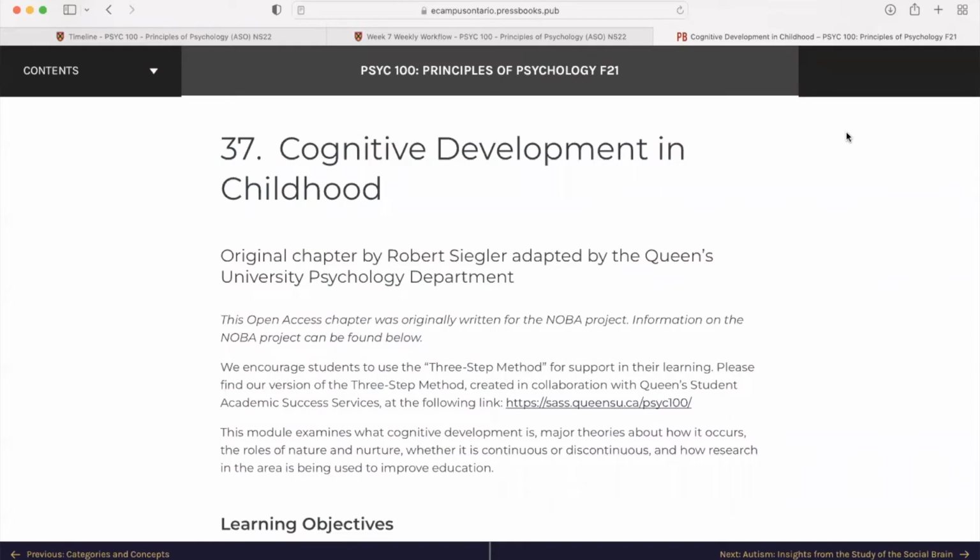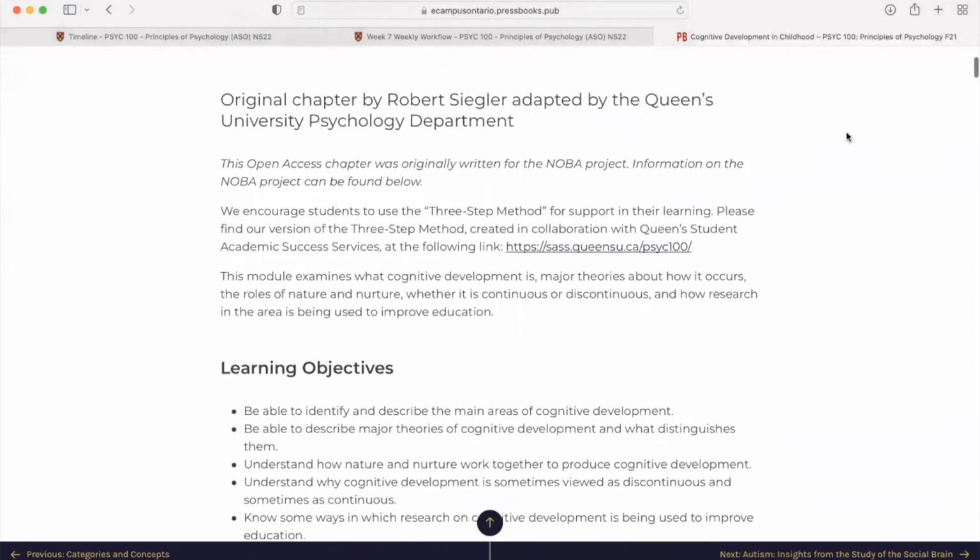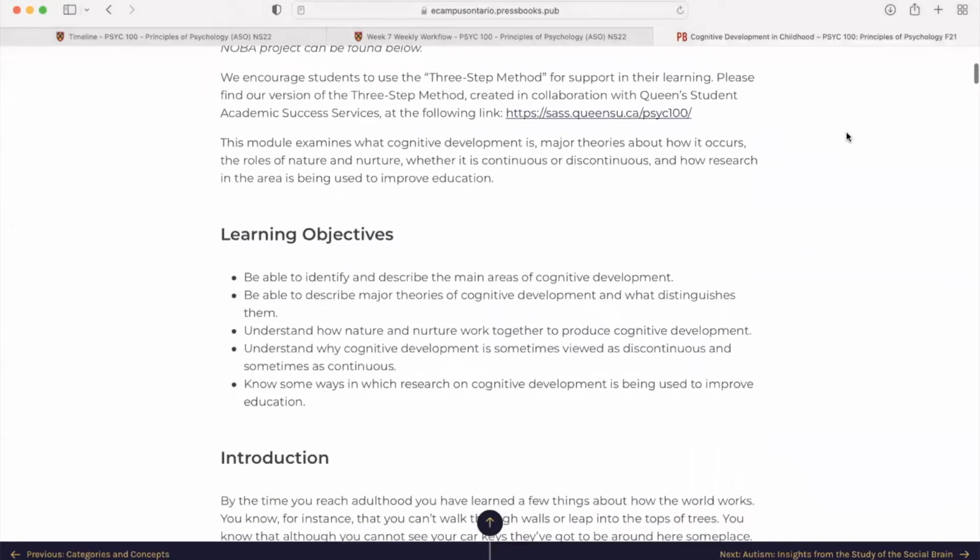Cognitive development in childhood. This one should be fascinating. This module examines what cognitive development is, major theories about how it occurs, the roles of nature and nurture, whether it is continuous or discontinuous, and how research in the area is being used to improve education.